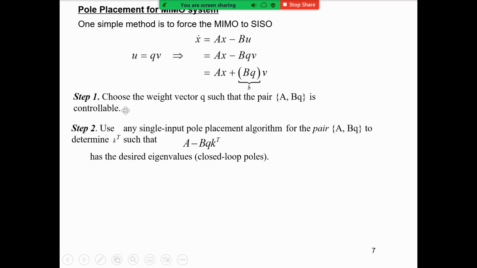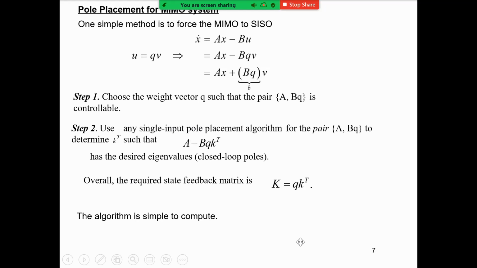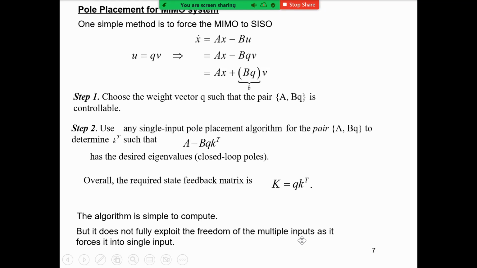you can just use any single input pole placement problem to determine the weight vector k. But the final answer will be a matrix, which is just q times k transpose. So this is one way. Of course, the algorithm is simple to compute, but it does not fully exploit the freedom of the input. So normally the performance will not be good.